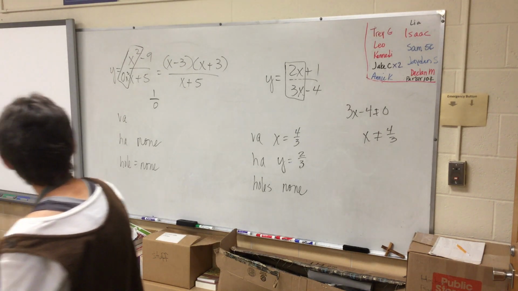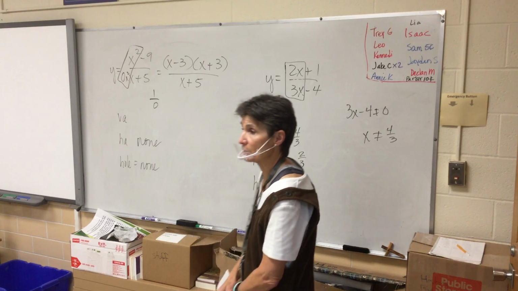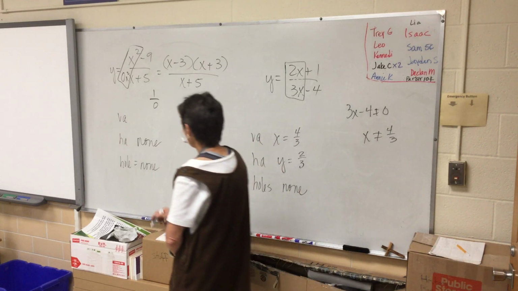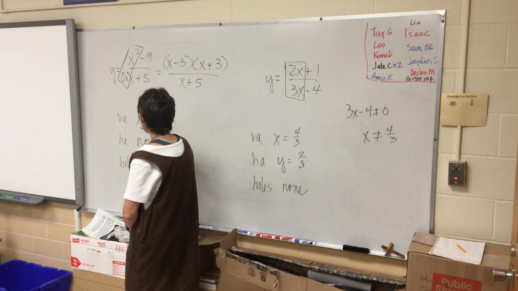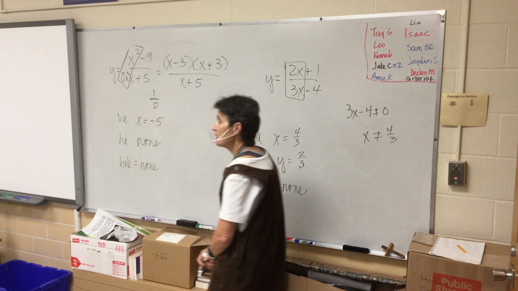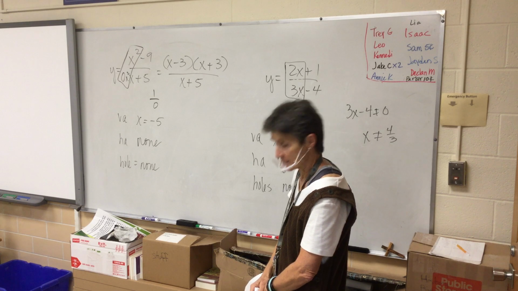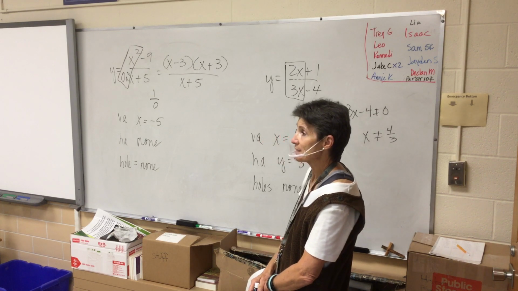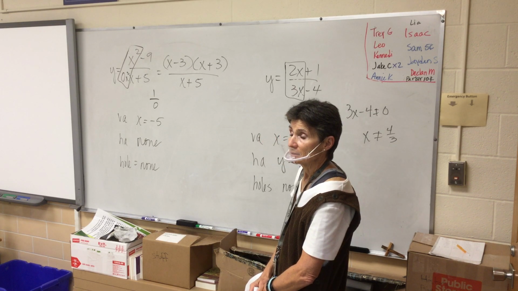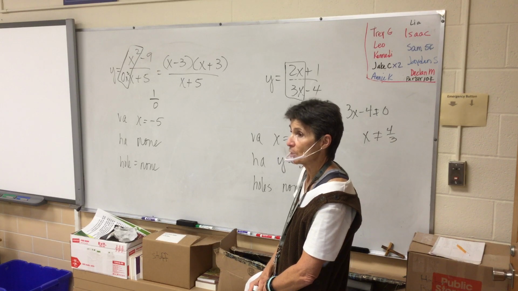Now what about vertical? Is there a vertical asymptote? Yeah. Where is it? X equals -5. Because vertical asymptotes come from the denominator, what x cannot be. That's your vertical asymptote.